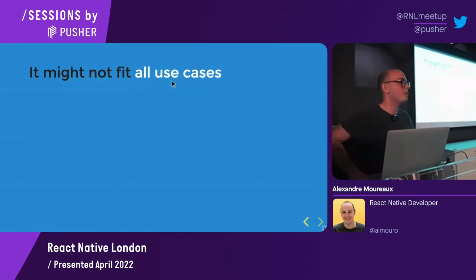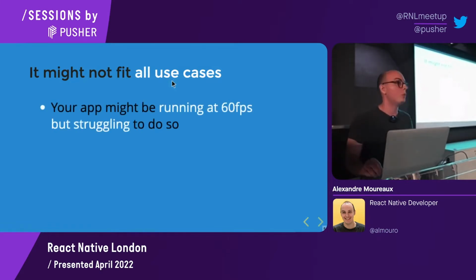I think it might not fit all use cases. So tonight I want to experiment a little bit with you guys. Because your app might actually be running at 60 FPS, but be struggling to do so. If you're displaying your app at 60 FPS, but your phone is heating up, I'm not going to call your app performant, because it's going to use all the resources on the phone, so it's not so great.